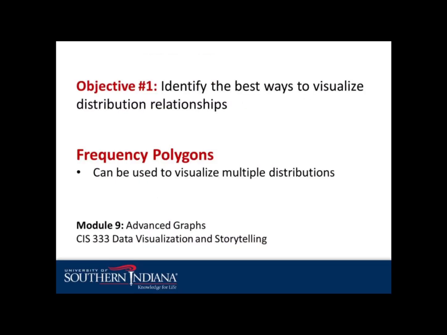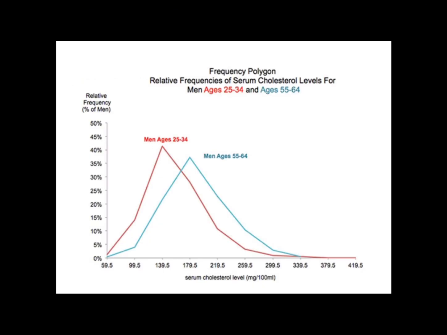One of the benefits of frequency polygons is that you can use them to visualize multiple distributions, where you can't do that with a histogram. So this is an example of that. You can see from this visualization how cholesterol levels tend to increase as men age, because this is showing the difference between two age groups of men, 25 to 30 and 55 to 64. And this you could not do with a histogram because you can't lay one histogram atop of another. So that's the benefit of the frequency polygon.